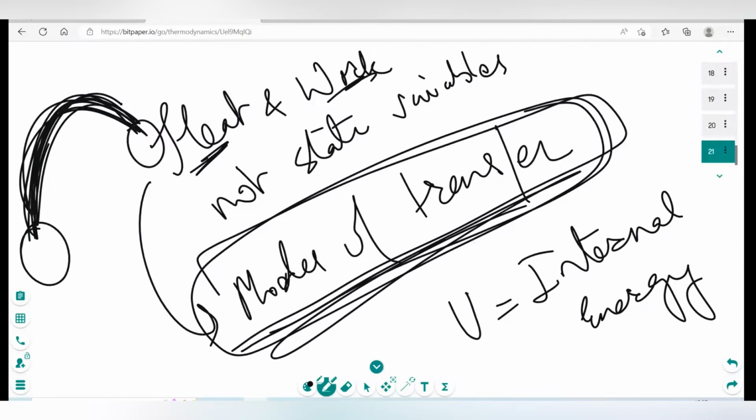Let's do one simple example. What we do is we rub our hands. What happens when you rub your hands? They become warmer. Why? Because of the friction, because you rub your hand. Which energy? Mechanical energy, meaning work done. You are doing some work.